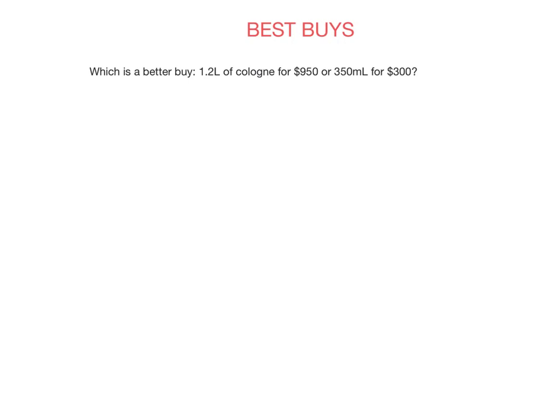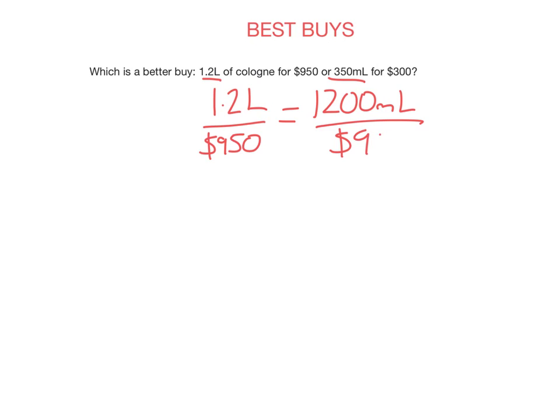So let's start by looking at the 1.2 litres for $950. I can write this as a rate the same way I've been doing in previous lessons. So I've got 1.2 litres per $950. Now, because I want to compare this to 350 mils, it's probably easier if I write 1.2 litres in mils. And hopefully you know that there are 1,000 millilitres in a litre. So this is the same as 1,200 mils per $950.